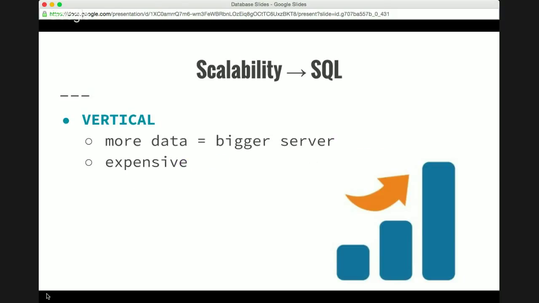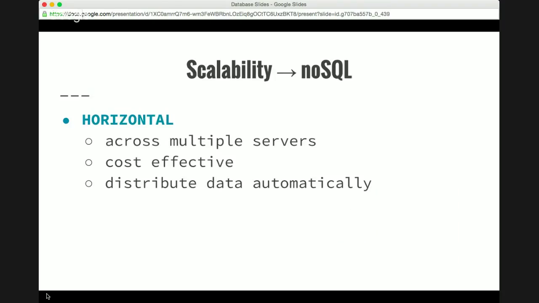The scalability of an SQL system is vertical, and what this means is that the costs can be much more due to the fact that one giant server is required to process all of the data. Now, scalability in a noSQL system is horizontal, and this is less expensive due to the fact that multiple servers are actually able to be used instead of one giant server, and data is distributed automatically.